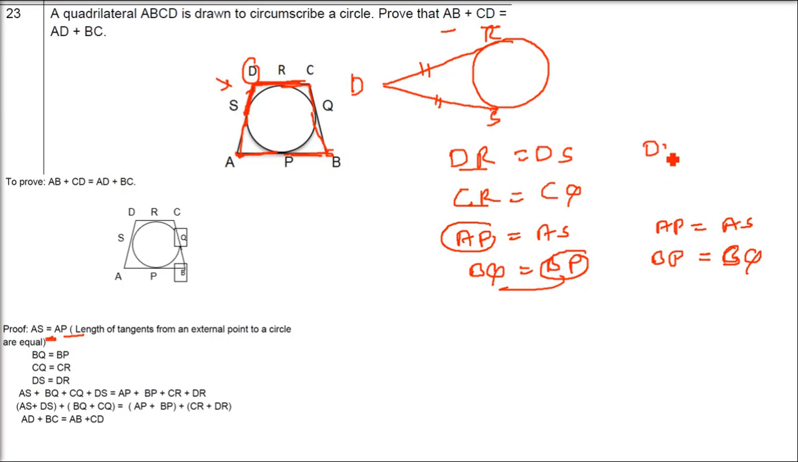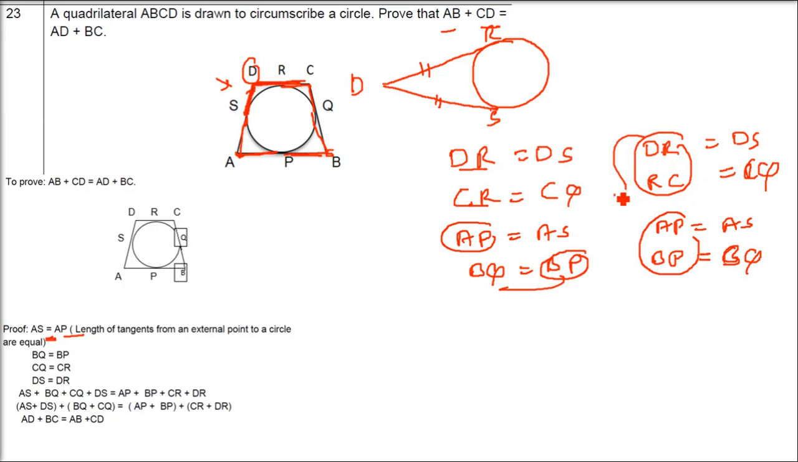We don't have to change the positions. It's the same position which we want. So DR equals DS, and RC equals CQ. Now we'll add the left hand side of all the 4 and the right hand side of all the 4. So these are 4 equations, and we are adding the left hand side of these 4 equations and the right hand side of the 4 equations.